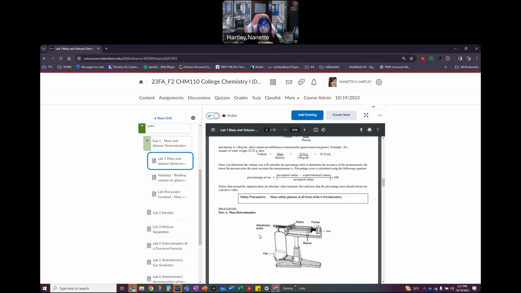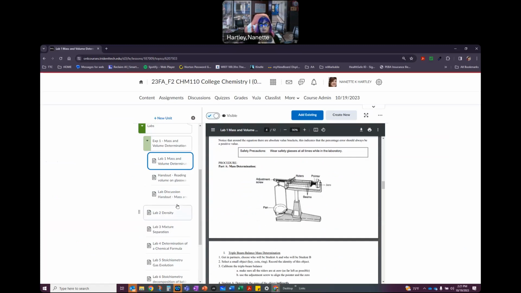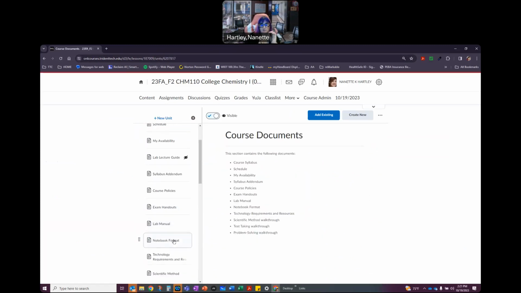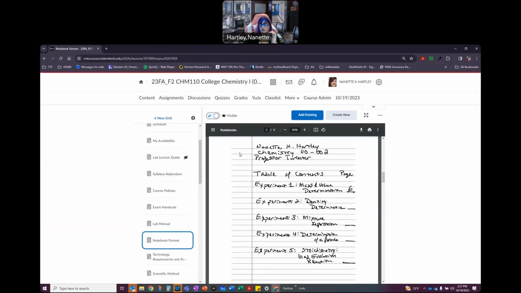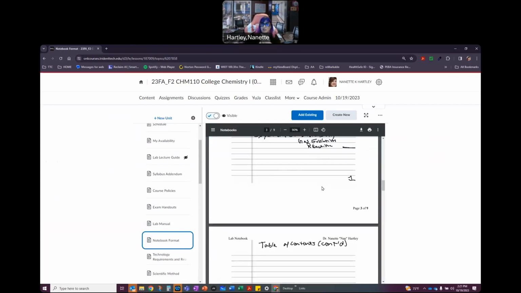And this is what you actually need to do in the lab. Now, when you look at my lab notebook example, because there's a notebook format document, and there is a copy of a lab notebook in here that I prepared for this course. So here's my table of contents, which you need to show me when you send me pictures of your lab, because I need to see your lab notebook sometimes when I grade.